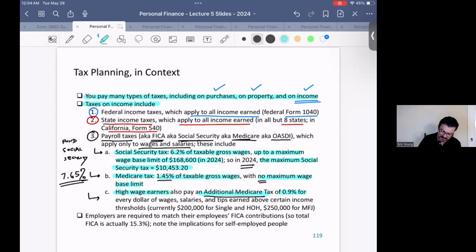That threshold currently sits at $200,000 for single filers, $200,000 for head of household filers, and $250,000 if you're filing taxes married filing jointly. What does this mean? Well, if you earn $190,000, you pay no additional Medicare tax. If you earn $205,000, then the amount of your income above $200,000 is $5,000. That's levied at an additional 0.9%. So those are your three types of taxes that are related to income.